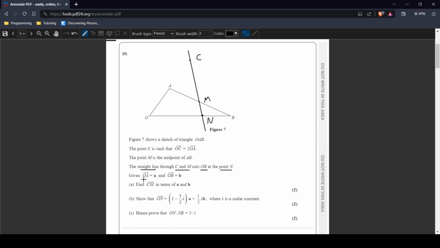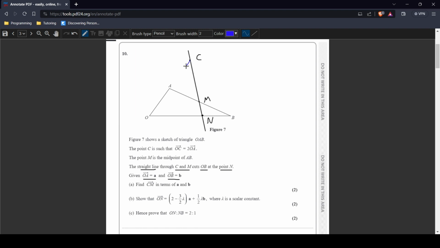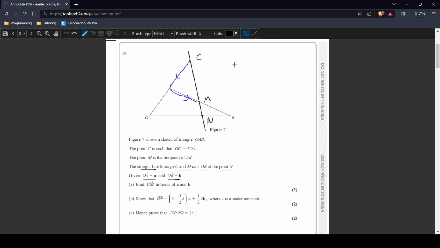Now the position vector of A is just lowercase a, and the position vector of B is just lowercase b. Now part A of the question, find the vector CM in terms of a and b. So to get from C to M, what we can do is go from C to A, and then from A to M. So the vector CM can just be written as the vector CA plus AM.